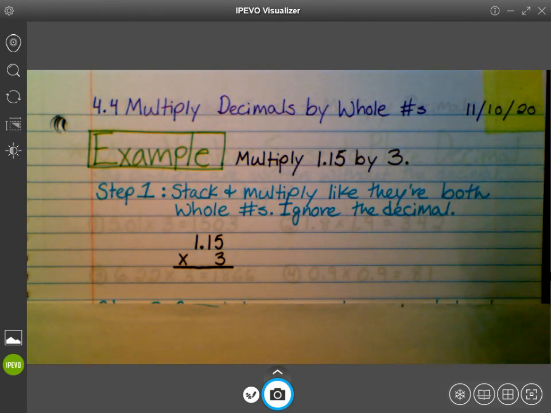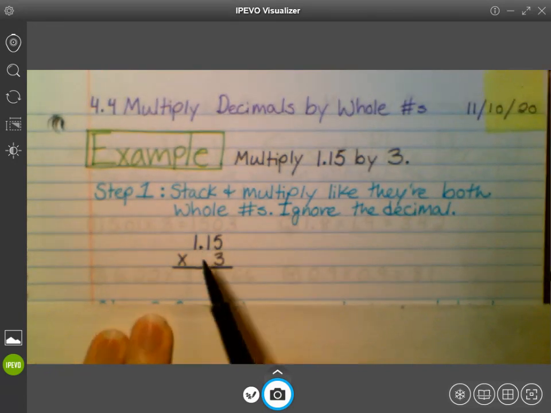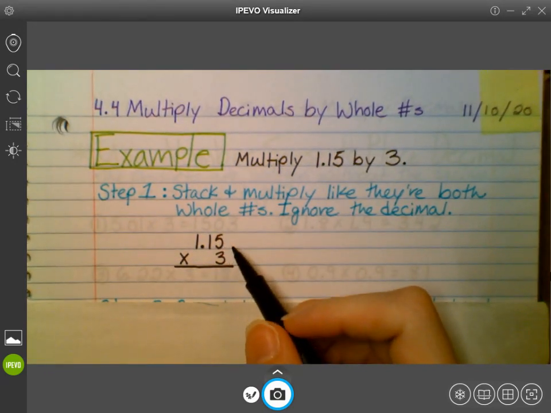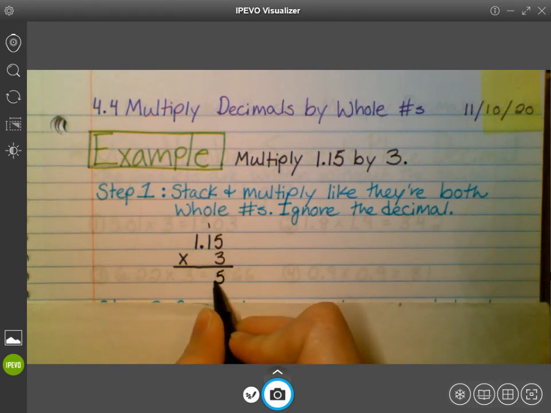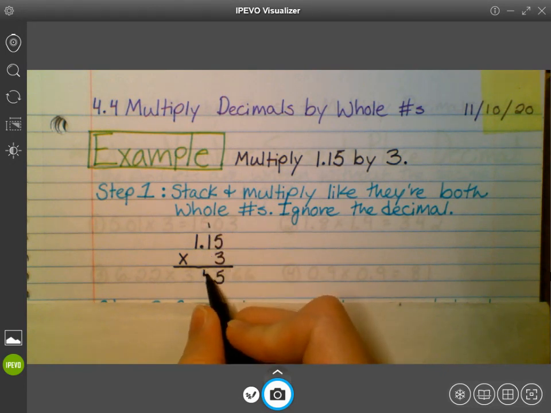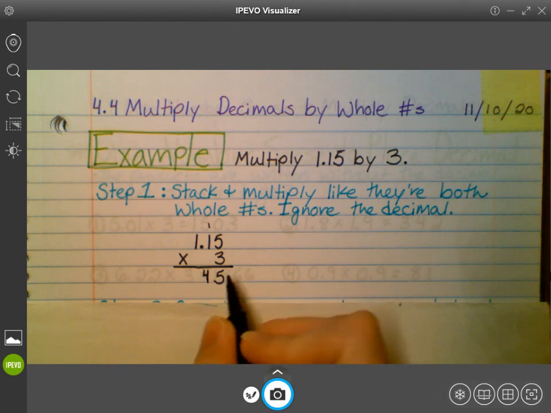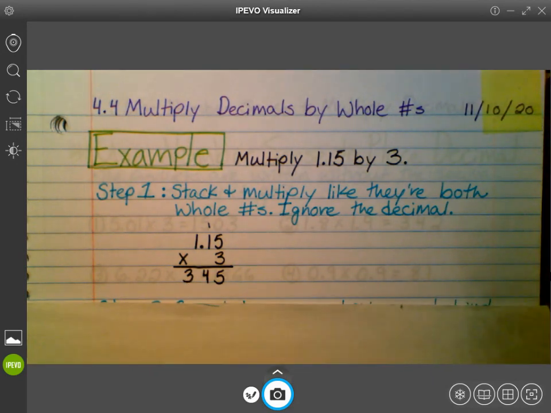All right, are we ready to look at this together? Okay, so I'm going to do what you just did. I'm going to pretend the decimal point is not there, and I'm going to multiply. 3 times 5 is what? 15. So I'm going to carry my 1, bring down my 5. 3 times 1 is 3, plus the 1 is 4. And notice, I have enough space right here for a decimal if that's where it's going to go. And 3 times 1 is 3. How many of you got 3, 4, 5 as your answer? Awesome.